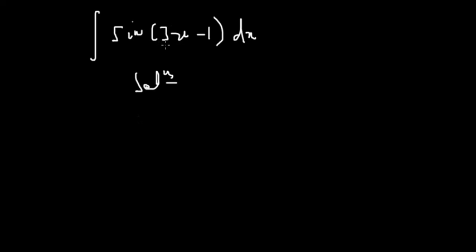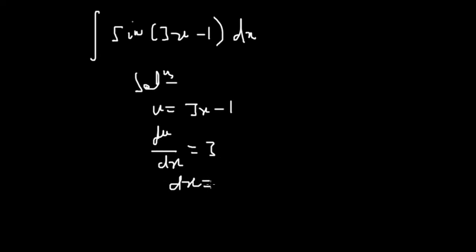Now again, just substitute your u. So you have u equals 3x minus 1, that's our u. Let's find du/dx. du/dx will give us just 3, and then let's make dx the subject. It's just the same principle. So we have dx equals 1 over 3 du. So you just substitute that into the main expression.